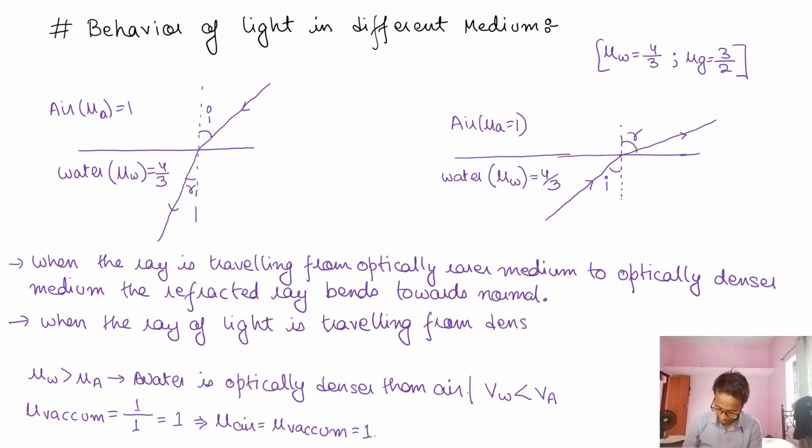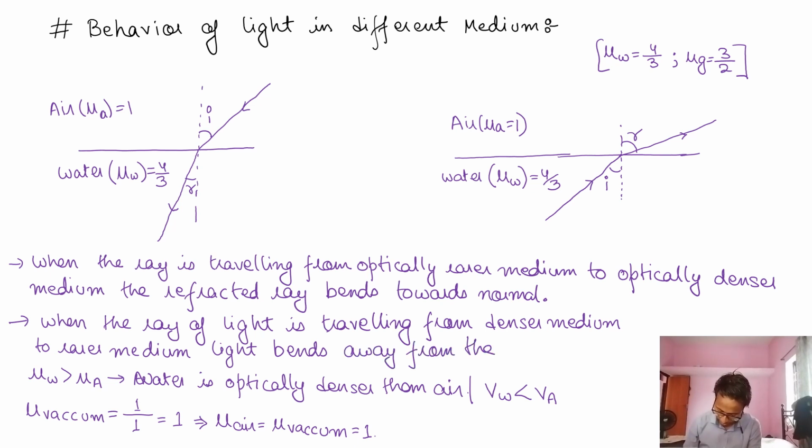So denser medium. What is denser medium? Denser medium is that medium where refractive index is more. Denser medium to rarer medium. And what is rarer medium? Medium where refractive index is less. So when a ray of light is traveling from denser medium to rarer medium, light bends away from the normal. Okay.